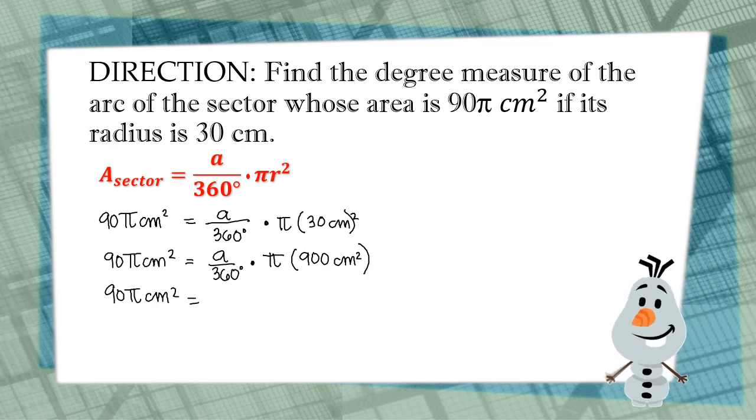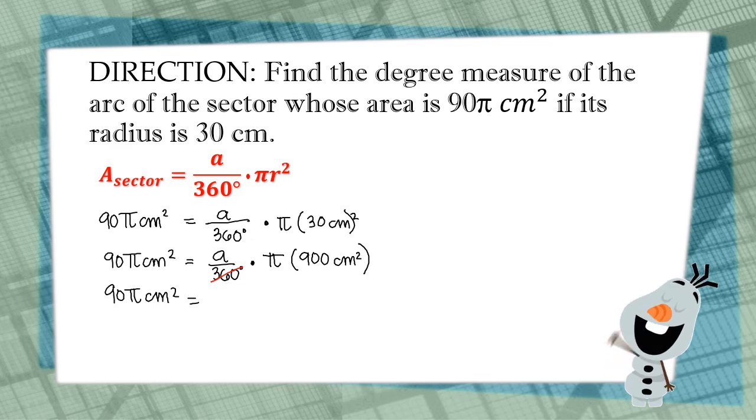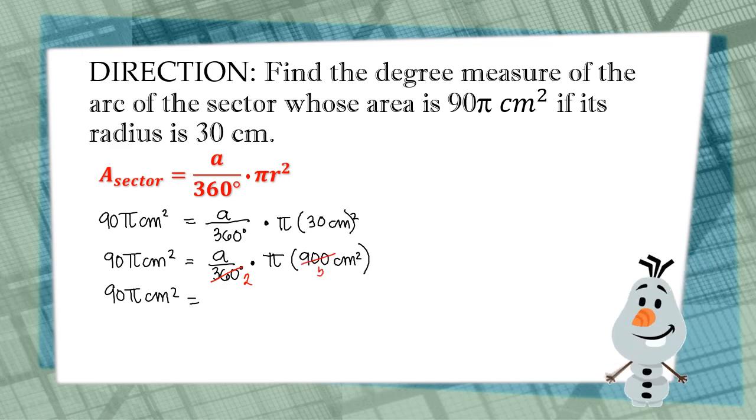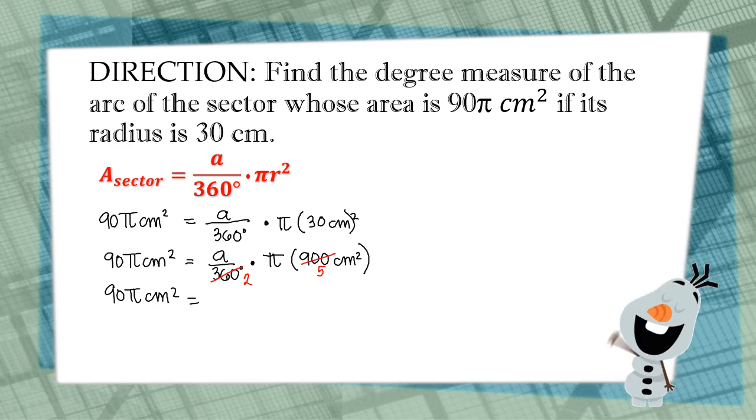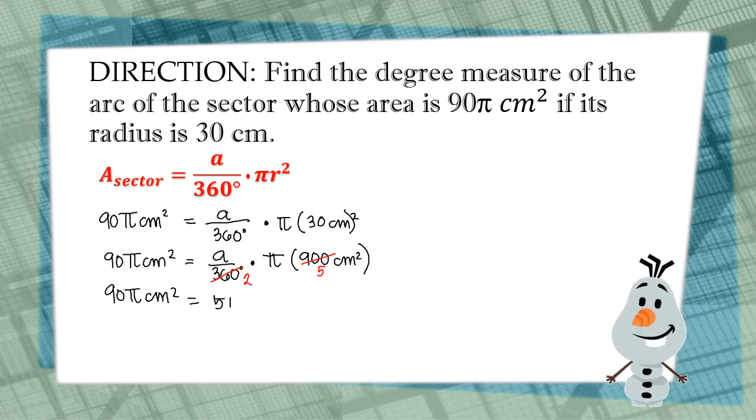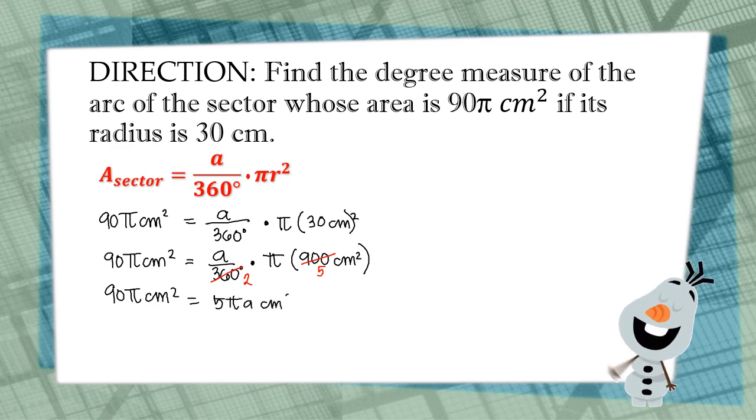So if we're going to cancel this out, 360 divided by 180, we can have 2. And 900 divided by 180, we can have 5. Now, let us multiply it already. So A times pi times 5, so we can have 5 pi A centimeters squared.